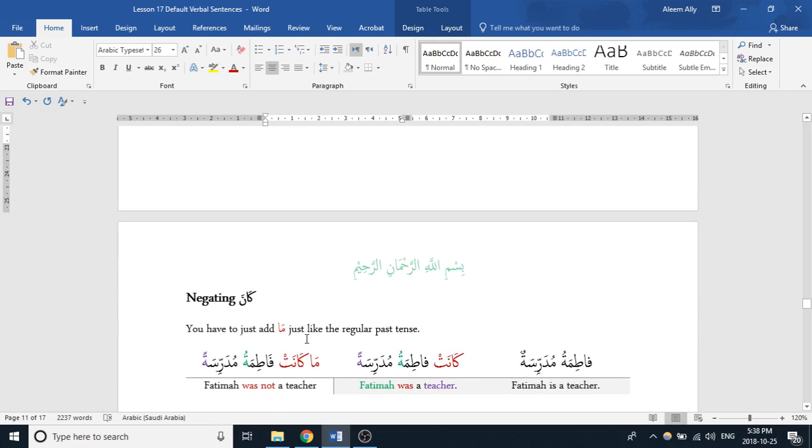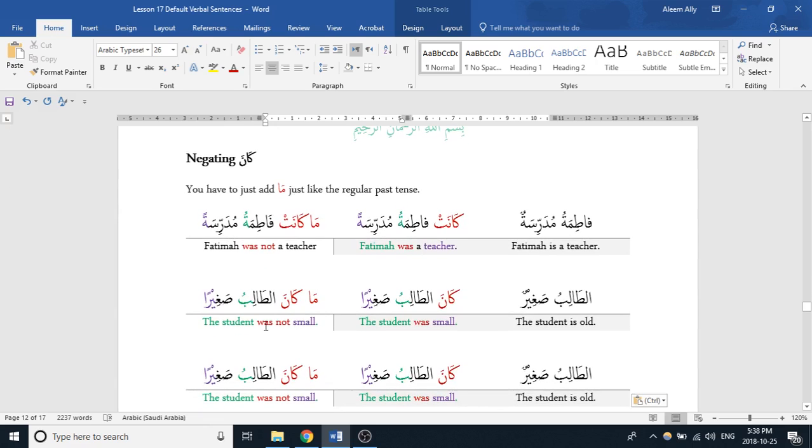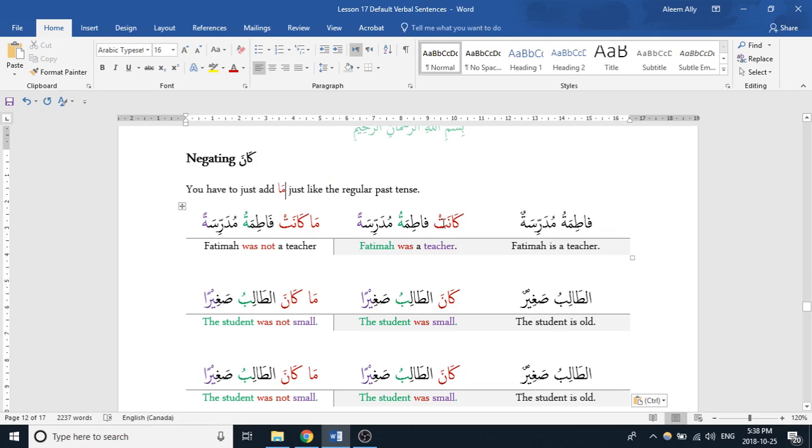So if we want to negate kana, it's the same way as negating the past tense of a verb. We just throw a ma in the beginning. So it goes from being كانت فاطمة مدرسة, which means Fatima was a teacher, and now you just throw a ma in the beginning, it becomes ما كانت فاطمة مدرسة, meaning Fatima was not a teacher. That's it. Just by putting in the ma, we throw in that "not".